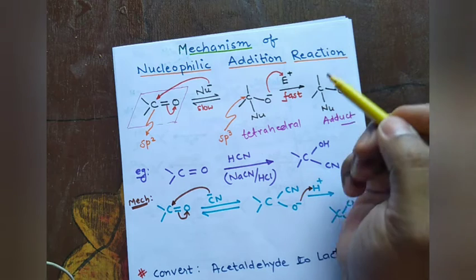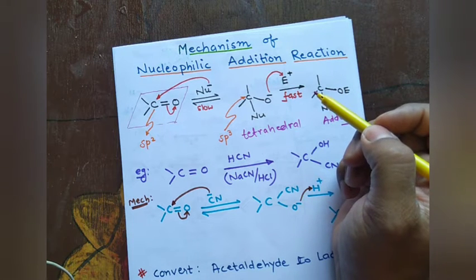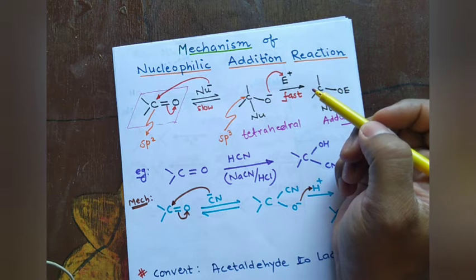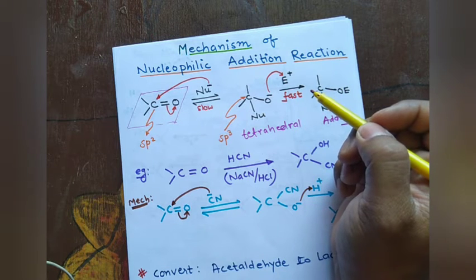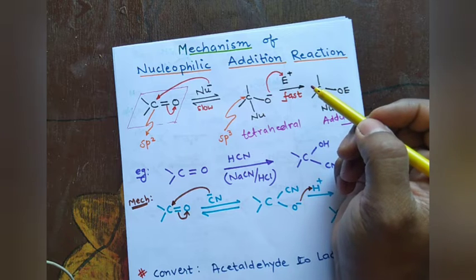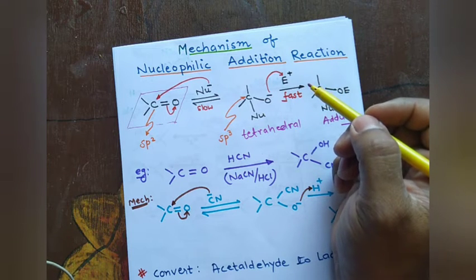Good morning, students. Let us discuss the mechanism of nucleophilic addition reaction in aldehydes and ketones. As we all know, aldehydes and ketones have a carbon-oxygen double bond. The characteristic reaction of a double bond is addition reaction, and since the carbon-oxygen bond is polar in nature, nucleophilic addition takes place.